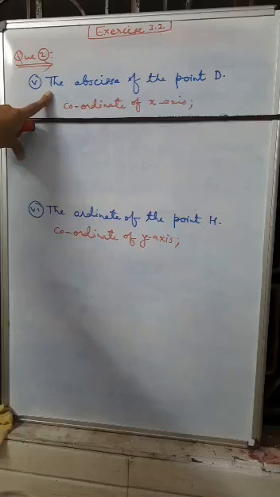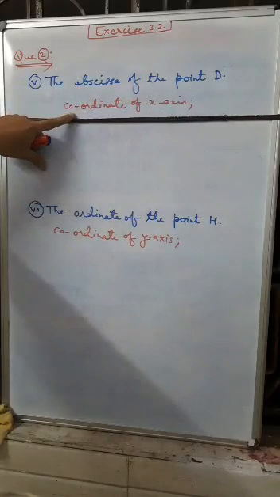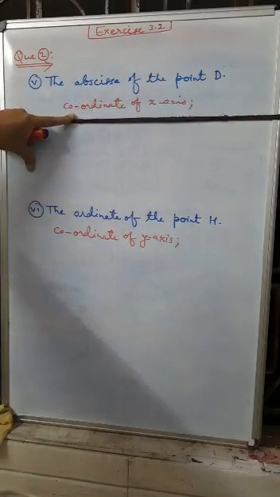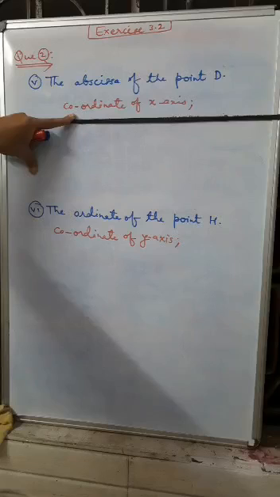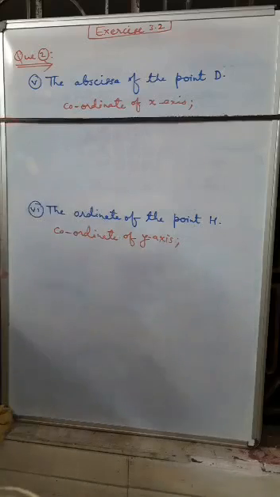abscissa of point D. So abscissa of point D means the coordinate of x axis. So point D, you are looking on the diagram. So for point D, abscissa means the distance covered on x axis. So we are looking here, D is situated, draw the perpendicular line from D to x axis. So we are getting distance 0 to 6. So the abscissa of point D is 6.